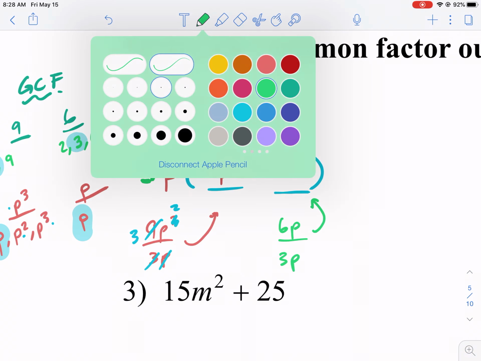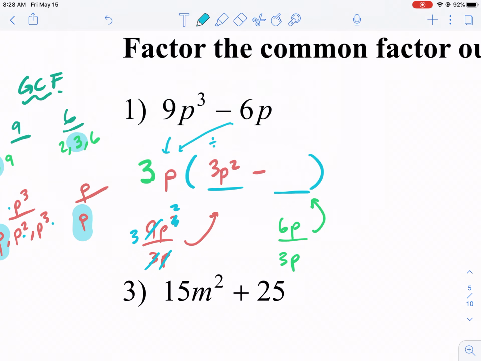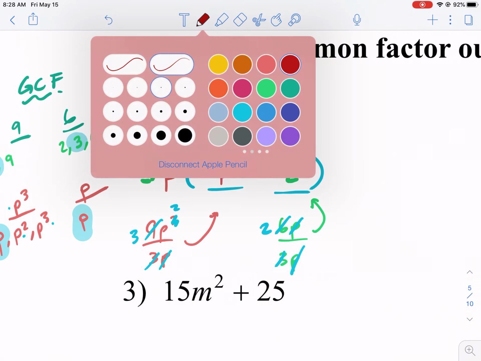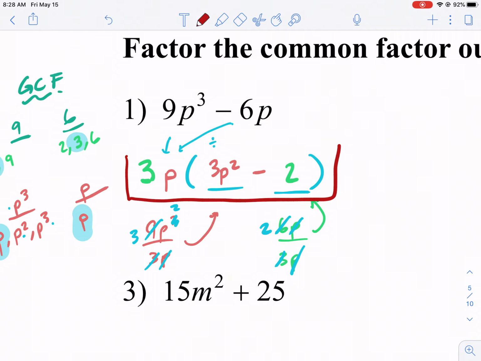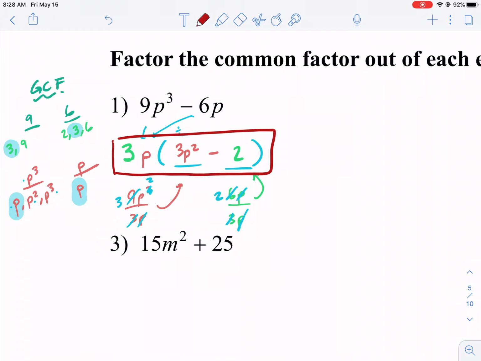Then we have, I forgot, blue is my cancel color. Then we have 6 divided by 3, and the p's cancel, and I'm just left with 2. So my final answer, this is the factored form, is 3p times the quantity 3p squared minus 2.